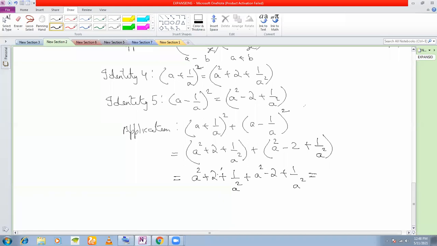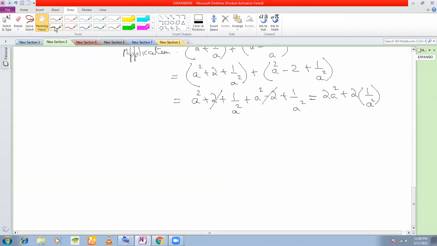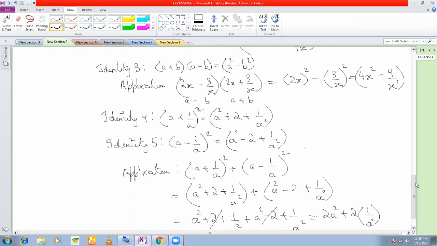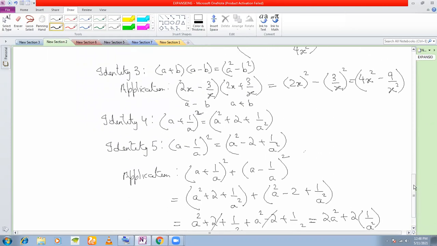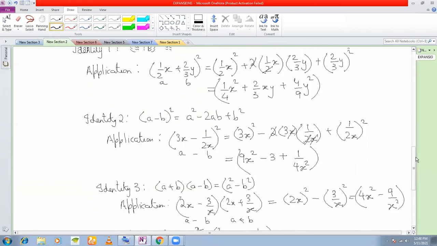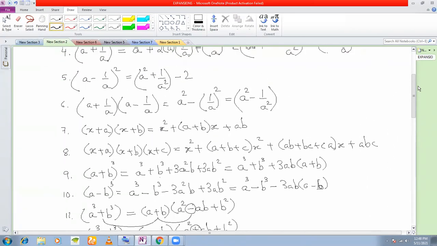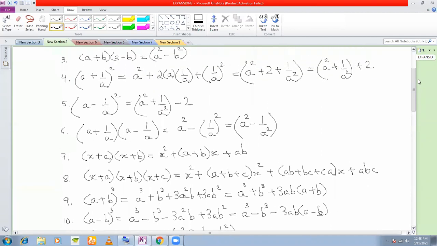So now if you see here, this plus 2 and minus 2 will cancel out. A square will combine to give you 2a square. And 1 by a square plus 1 by a square will be twice of 1 by a square. So this is 2a square plus 2 by a square. So now you can take 2 common to get a square plus 1 by a square. So this was a combined application of identity 4 and 5. We'll come across more applications of this identity later on.